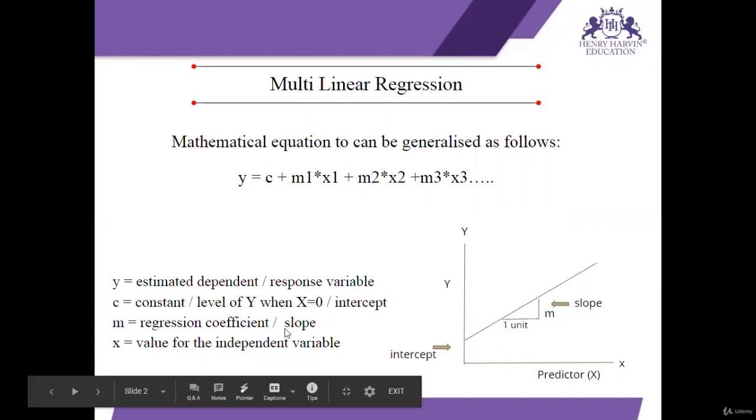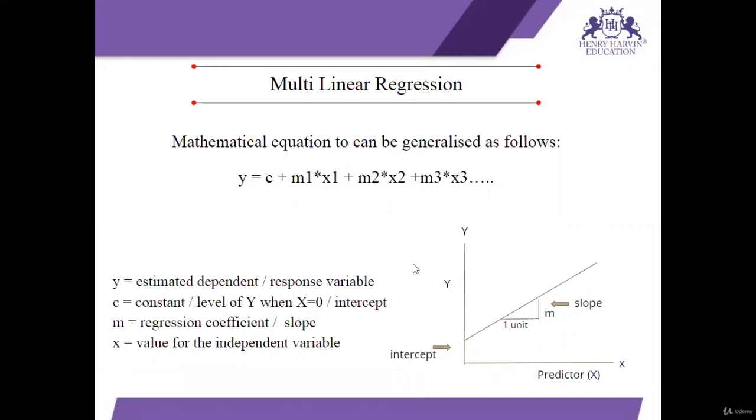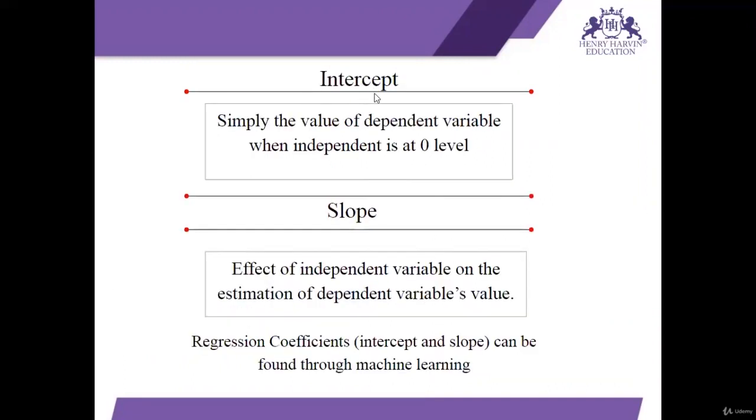Next is the m, that is slope. What is slope? It tells how much the independent variable will affect the value of the dependent variable. Next is x. x is the value of the independent variable. Here there can be multiple independent factors, so we have taken x1, x2, x3 and so on. I have already told you the intercept is simply the value of the dependent variable when the independent variable is at 0 level. Slope affects the value of the independent variable on the estimation of the dependent variable's value.